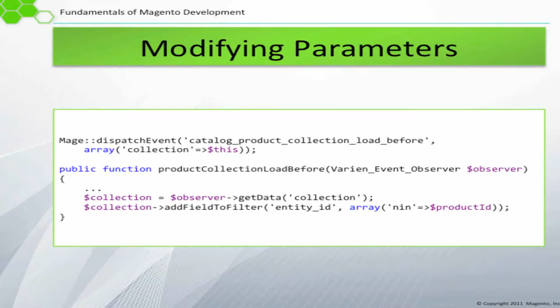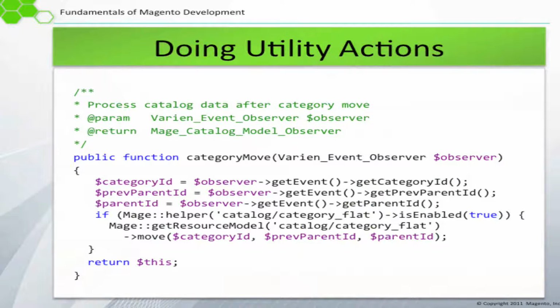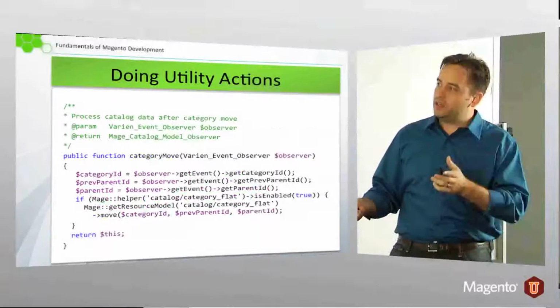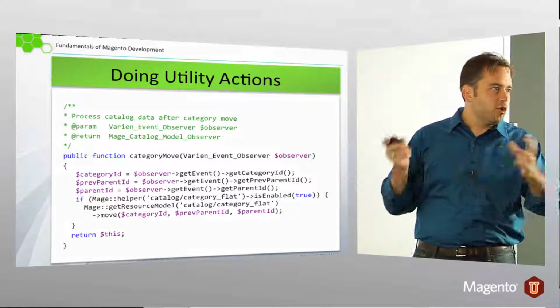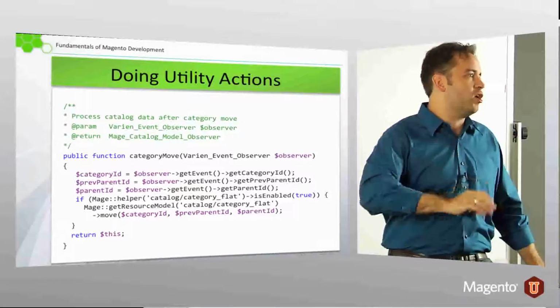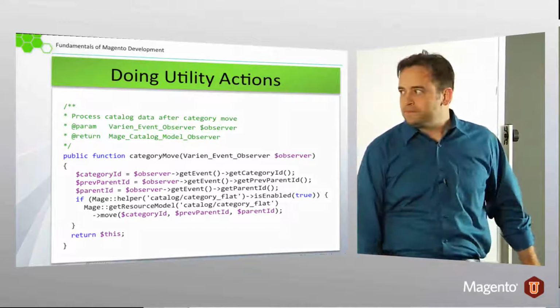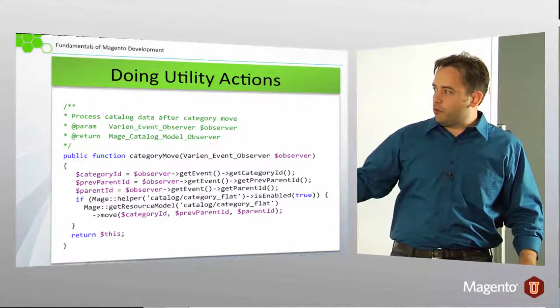So you can hopefully start to see that this is a pretty quick and powerful way to break into pretty much any spot in the code and actually make things happen. Very uncomplicated. And here's the category move action. So there's lots of things to check on. Do we have the flat catalog enabled? Okay, we need to probably perform this utility function. Well, all we're going to do is observe the category move event, which was just specified in the code by a programmer at some point, and perform some utility actions.